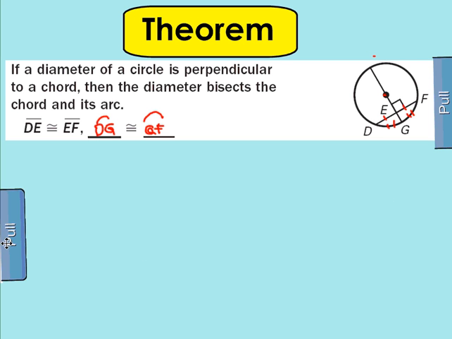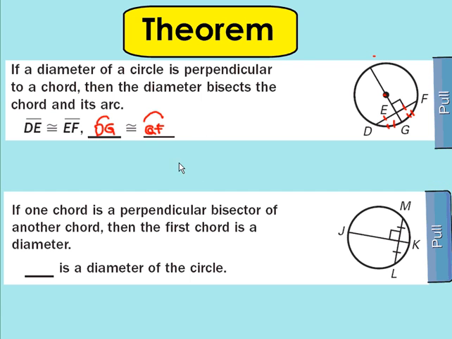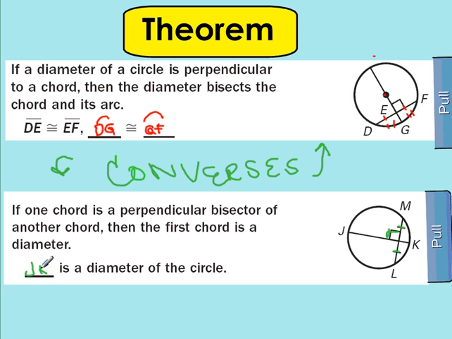Our second of our 4 theorems is going to be the converse of this. So we can make note of this in our notes that these are converses. And this says that if a chord is a perpendicular bisector of another chord, then the first chord is the diameter. So if I notice that it's perpendicular and it bisects it, then we can say that JK is the diameter of the circle.